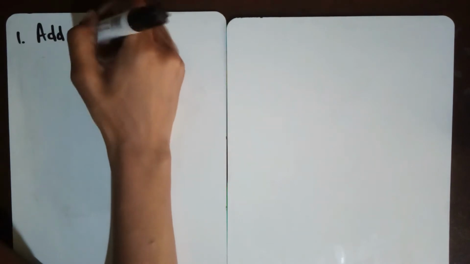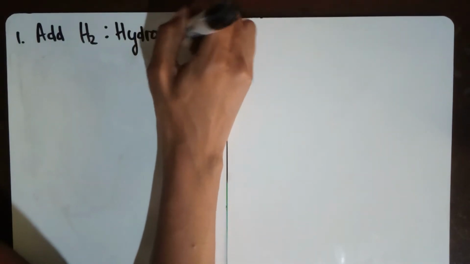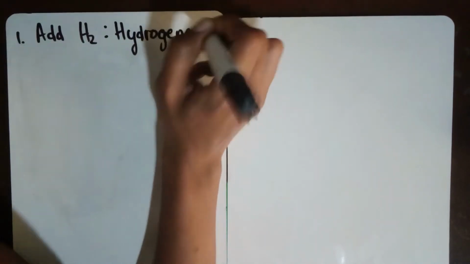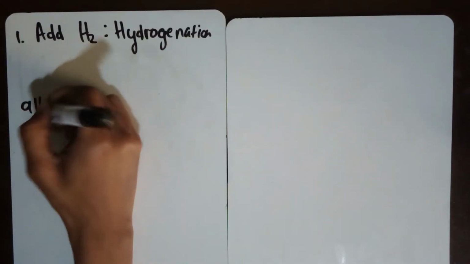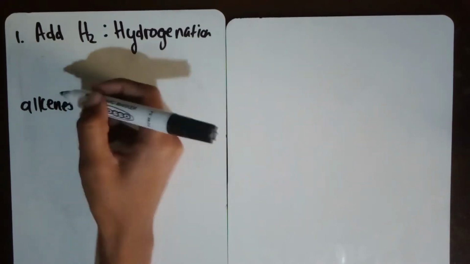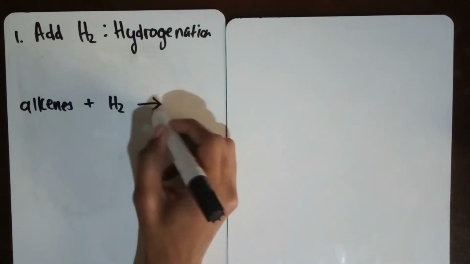So let's start. The first type of addition reaction is when we add hydrogen, H2. When we add hydrogen, we call that hydrogenation, because we're adding hydrogen. In this case, normally you have your alkene or alkyne, and we're only going to refer to an alkene. You add your hydrogen, and normally you will get an alkane.